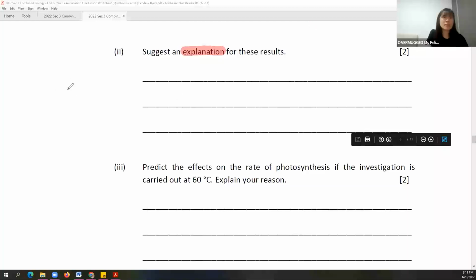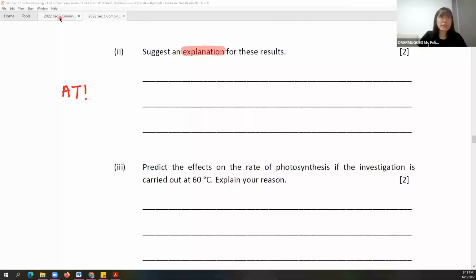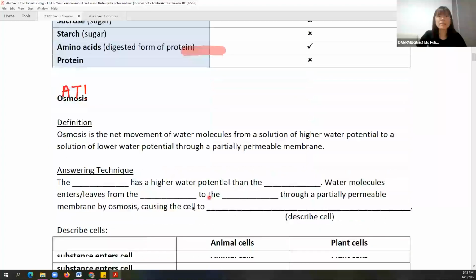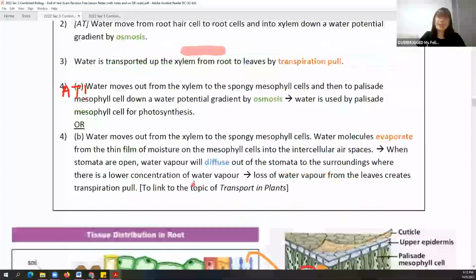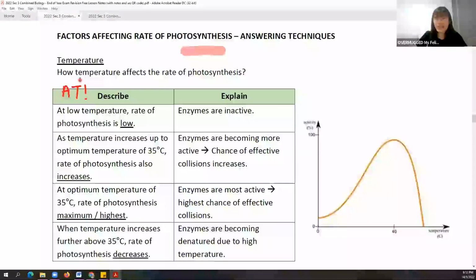So this one, you actually use the answering technique. Do you all know which page of the notes to find the answer? Can I have the page number? Explanation on how temperature affects the rate of photosynthesis. Okay, Zheng Wei says page 5. Let's take a look. It's over here. Yes, correct. Isn't the question exactly the same? How temperature affects the rate of photosynthesis, and explain. So you just copy from here.